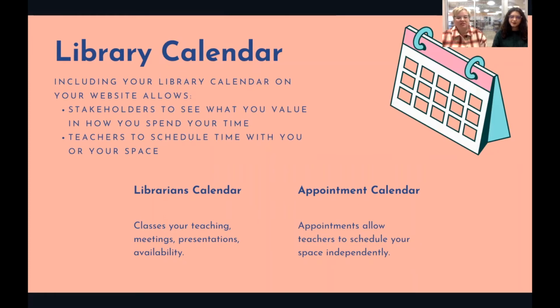One could just be sharing your librarian's personal calendar with your schedule for teaching, meetings, presentations, basically your availability, right? So that your teachers in your building know when you're available. The other option is to use a Google appointment calendar. That's what we use at Norman High. And it allows our teachers to schedule our spaces independently. They also email us to collaborate and plan, but they're able to schedule our space on their own through that appointment calendar.